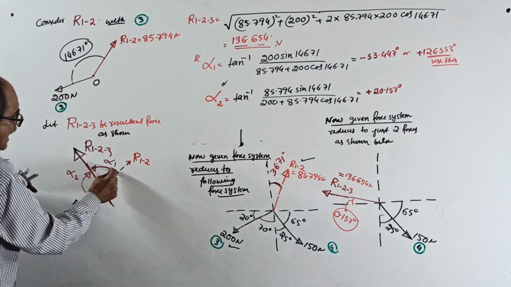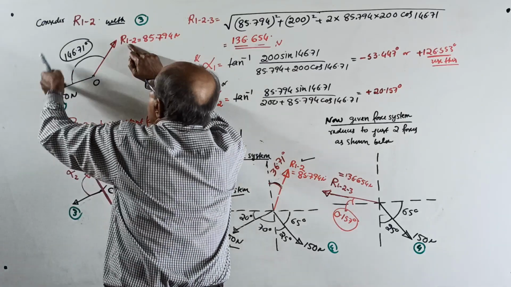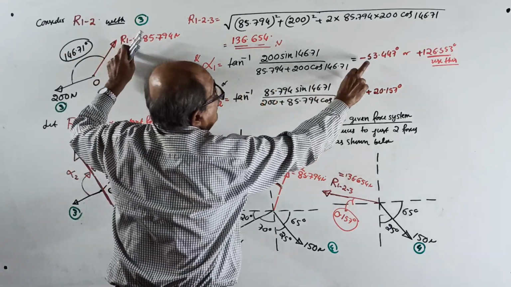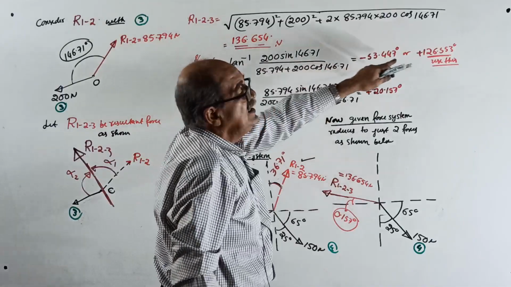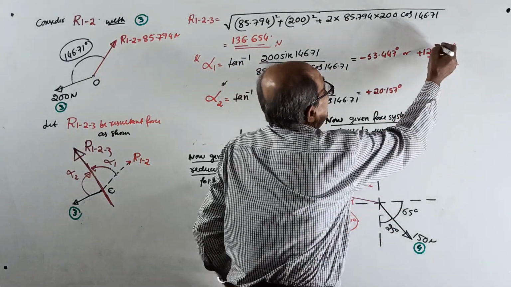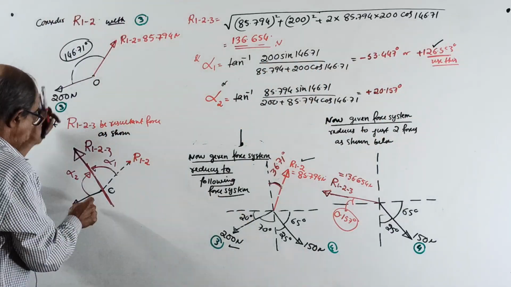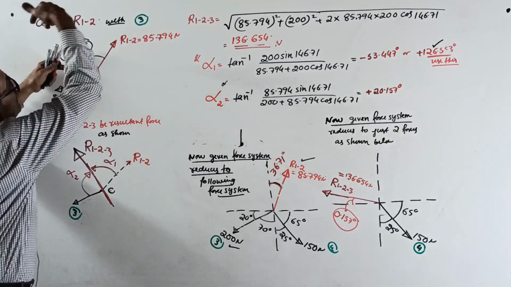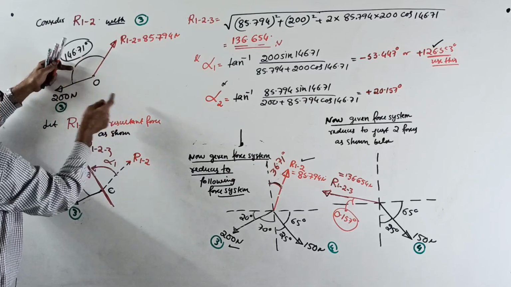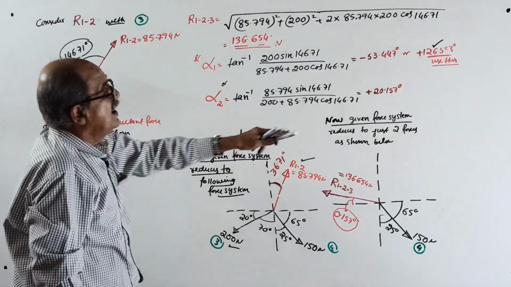And tan alpha 1 equals, see, I want the angle with this force: 200 into sin theta divided by this force plus 200 into cos theta. I got a negative sign, so immediately do one thing: if you get negative, add 180, you get a positive. And then, if required, use this one. Or alpha 2: this angle with that force is 85.794 into sin theta divided by 200 plus 85.794 into cos of this theta. You get the angle. Okay.